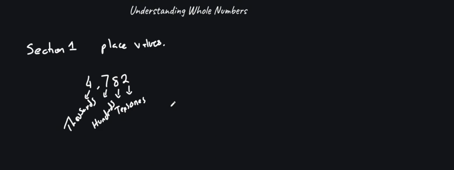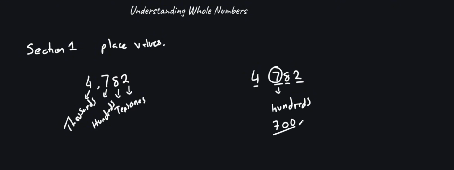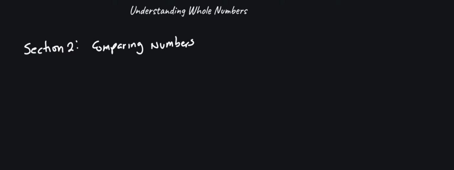Quick example, what's the value of 7 in 4782? Well, the value of 7, again, ones, tens, hundreds, thousands. So this is hundreds. So the value of this 7 would be 700. Let's move to section 2.